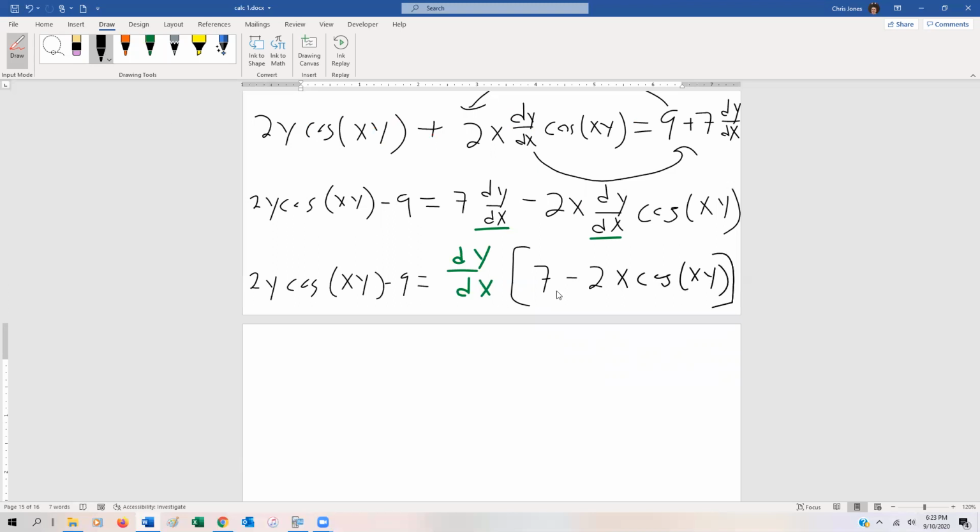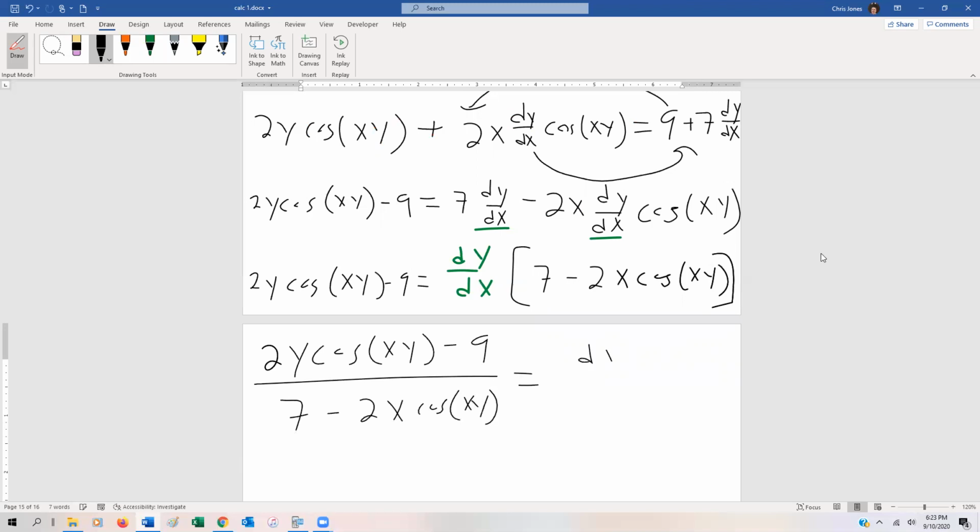So we're going to divide both sides by this 7 minus 2x cos xy. So our final answer to this: 2y cos xy minus 9 divided by 7 minus 2x cos xy is equal to dy dx. Okay, tough problem. In fact, one of the more difficult problems that we've done in this course.